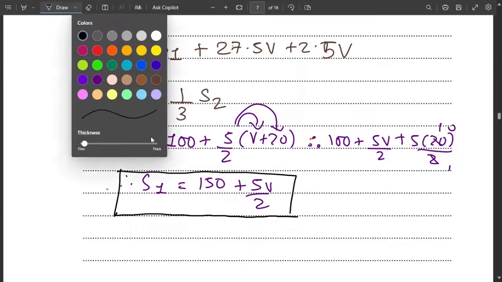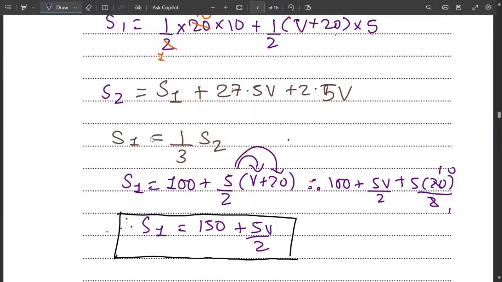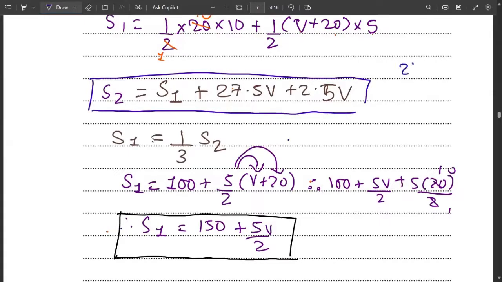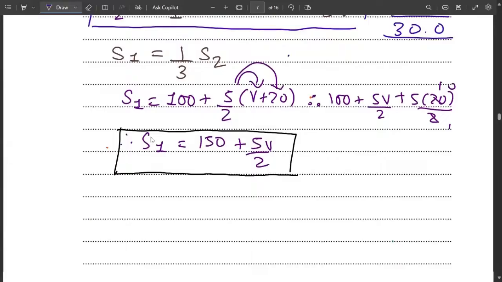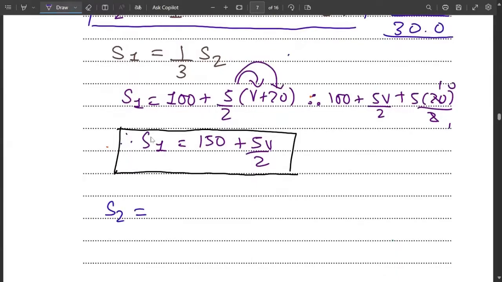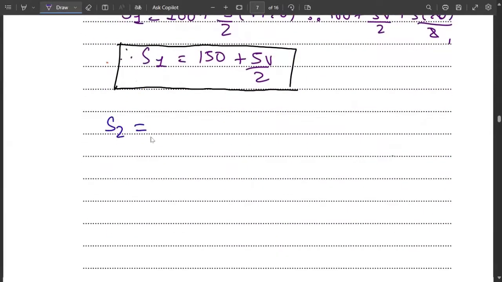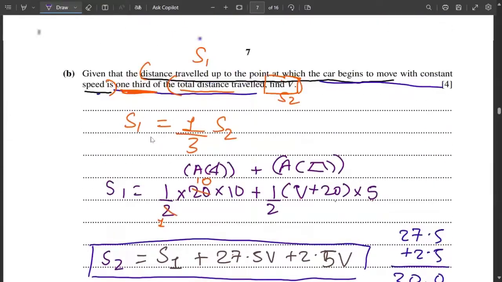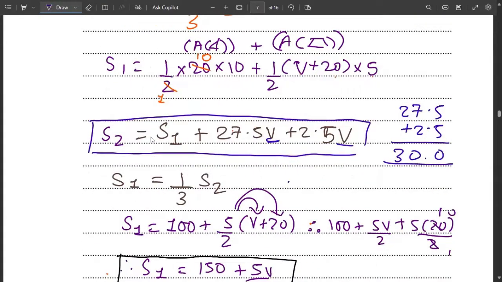Now let's talk about S2. What is S2? We already know that S2 equals S1 plus 27.5V plus 2.5V. 27.5 plus 2.5 will give us 30. So S2 is nothing but S1 plus 30V. Why 30V? Because don't forget the V sign here.